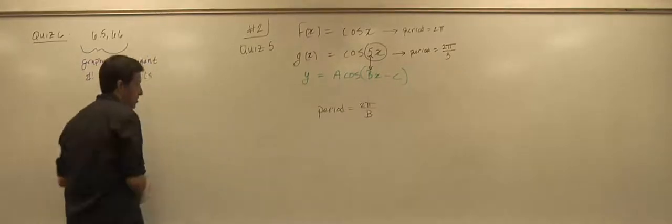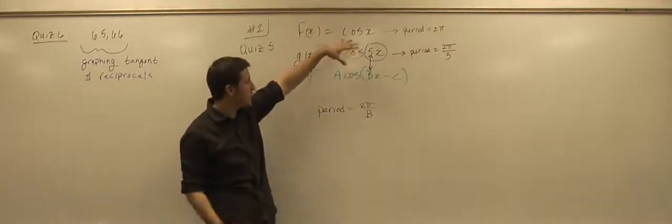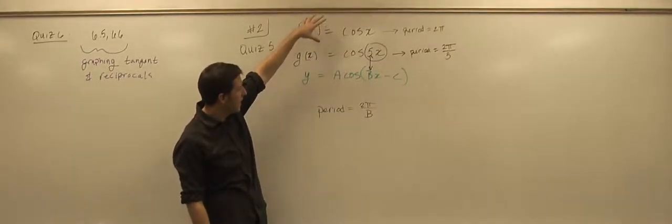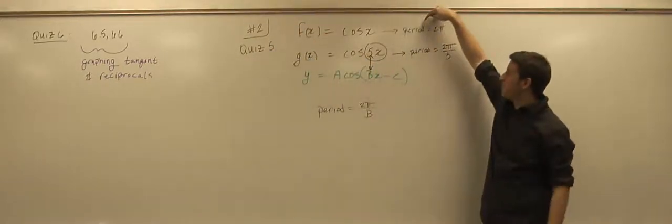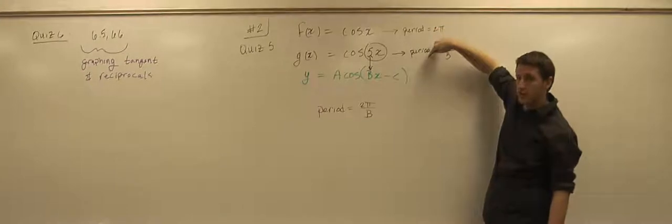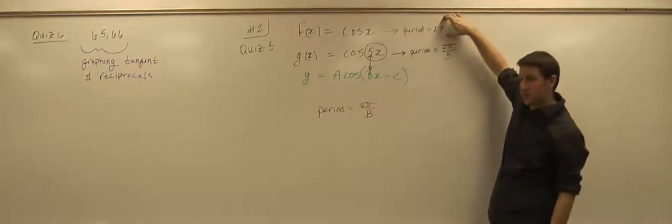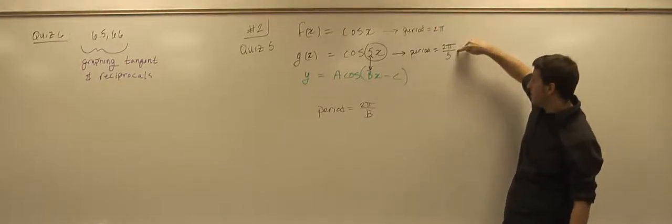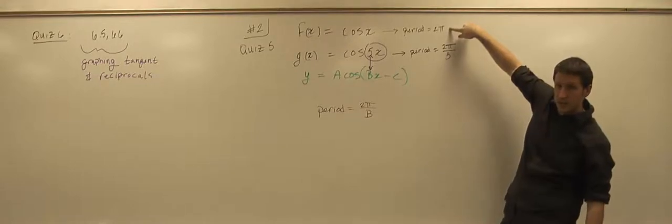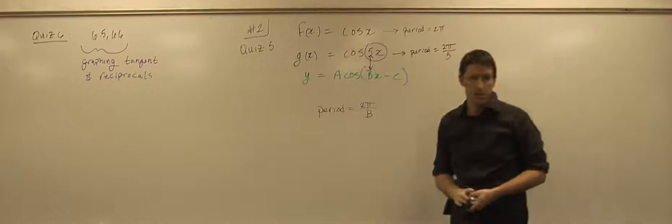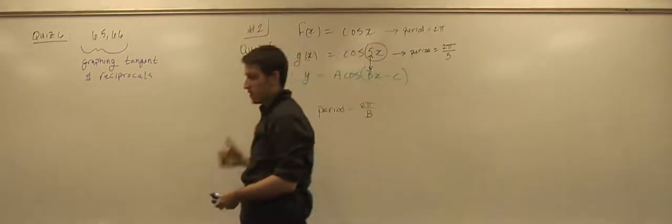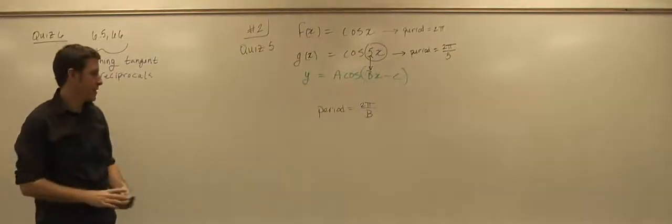So one of the answers should compare f to g and talk about the period. The one you want to select is the one that says the period of f is 5 times the period of g, because the period of f is clearly bigger. If you multiply this by 5, you get this. So the period of f is 5 times the period of g. That was the response I was looking for.